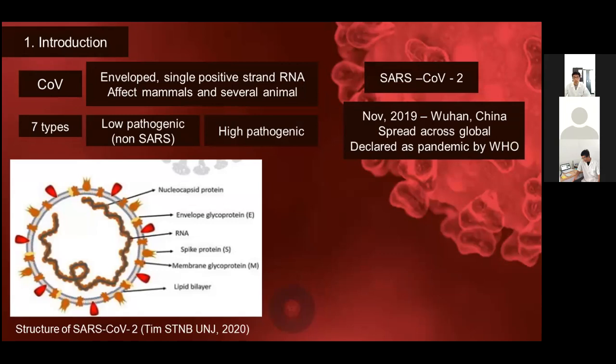Let's start with the introduction. Coronaviruses are named for their large spike. This one, the orange color, is the spike projecting from their envelope, giving the virus a crown-like shape about 100 nanometers. And the envelope, this gray one, consists of a lipid bilayer derived from the cell membrane. There are seven types of coronavirus that divide into four low pathogenic and three high pathogenic types. Low pathogenic types cause mild disease and are globally endemic. Meanwhile, the high pathogenic types cause outbreaks.